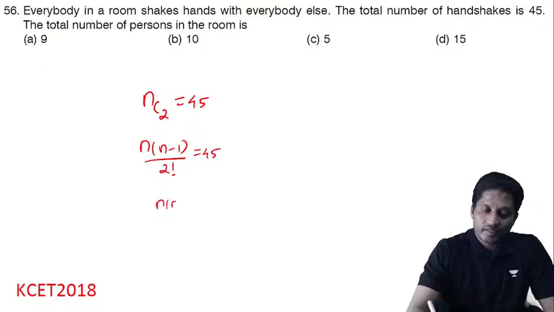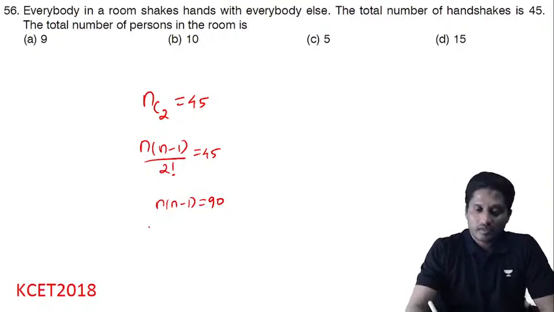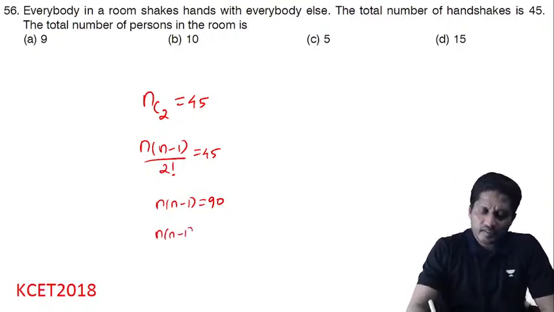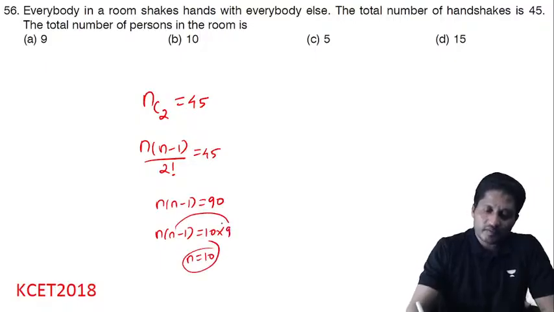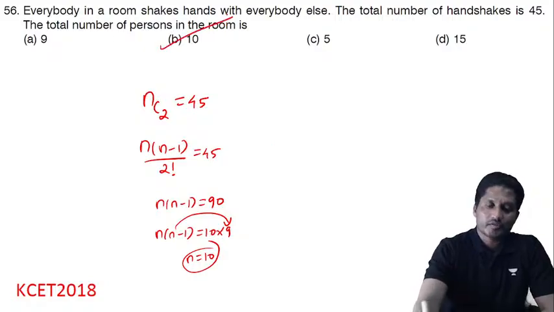You get n into n minus 1 is equal to 90. Multiply, you get a quadratic equation, or you can write n into n minus 1 is equal to 10 into 9. 10 into 9 is 90. If you equate, n will be equal to 10. Number of people in the room will be equal to 10 only.